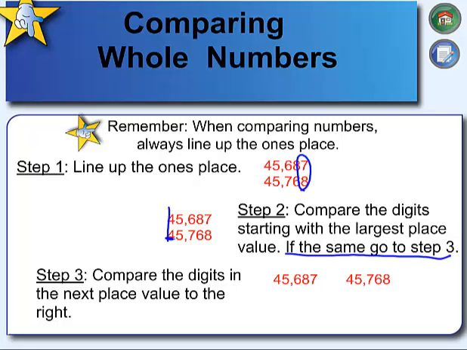So I move to the right to the thousands place value. Again, they're the same, so that really doesn't help me. Then I move to the hundreds place value. Oh, I see I have a 7 on the bottom number and a 6 on the top number. So therefore 7 is larger than 6, and I want to make my opening towards that number. If I look down here, here's the 7. So 45,687 is less than 45,768.